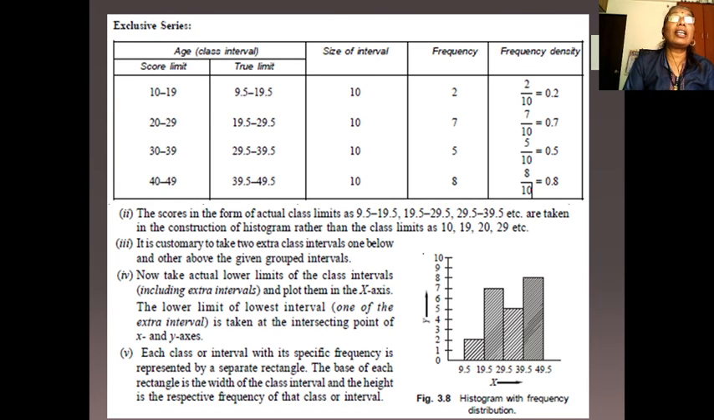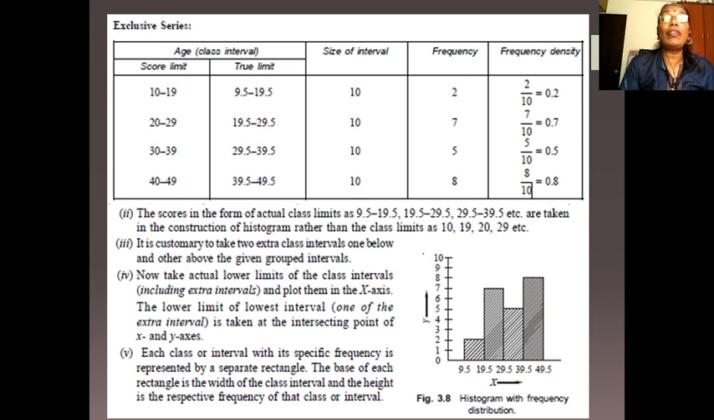Exclusive series means, for example, we have to consider the age limit of the class 10 to 19. In that, we have to consider 9.5 to 19.5. Then 20 to 29, actually the true limit is 19.5 to 29.5. Similarly, 30 to 39 is nothing but 29.5 to 39.5. And last, 39.5 to 49.5, this age limit is included in the 40 to 49 group.